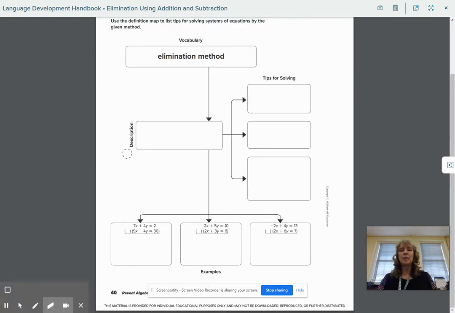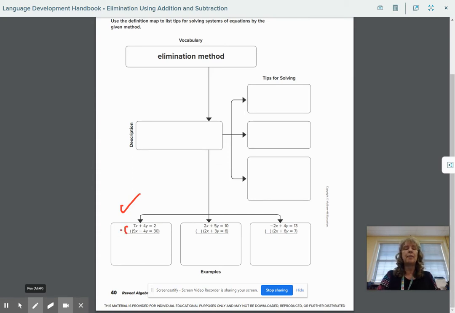All right, so now let's talk about some tips for solving. Your tips are going to be part of your examples. So tip number one, you want to look for a variable that you can eliminate. You want to look to see if x will eliminate or y will eliminate. In this case, you'll notice that y is what we're going to eliminate because we have a positive 4y and we have a negative 4y in this equation.